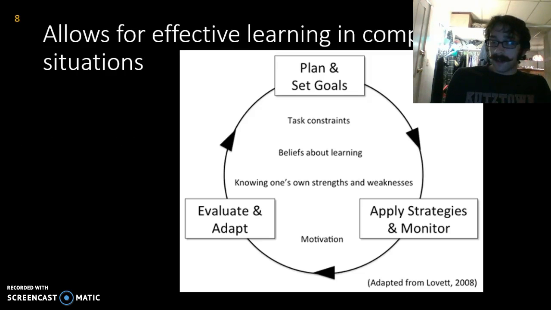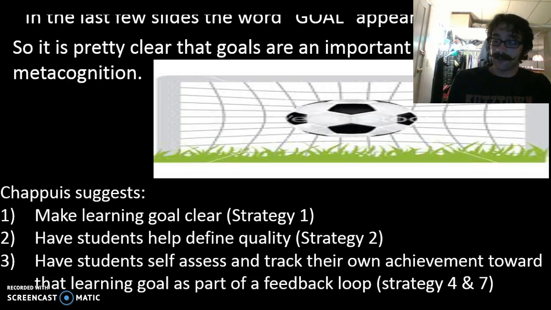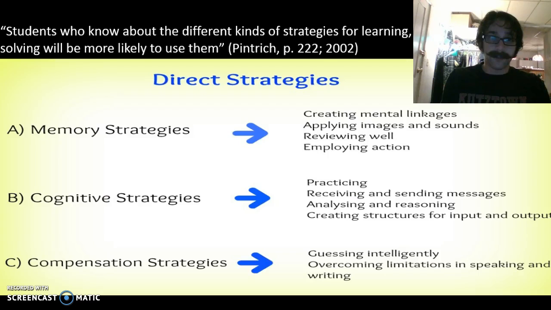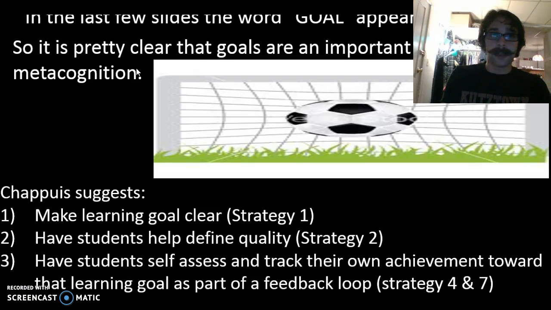Love claims that a metacognitive approach allows for effective learning in complex situations. This metacognitive cycle you see here illustrates the metacognitive approach driving motivation and shifting goal orientation towards mastery. You can see in the last few slides that the word goal appeared about 4 times, so it's pretty clear that goals are an important part of metacognition.